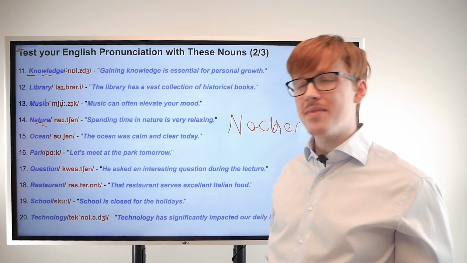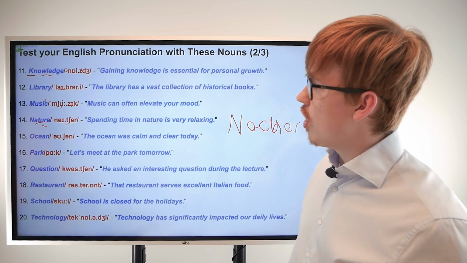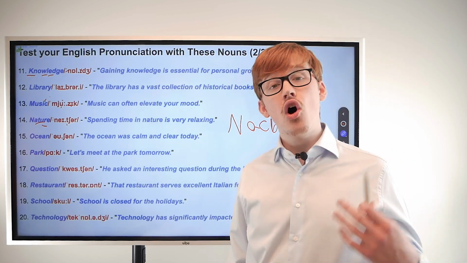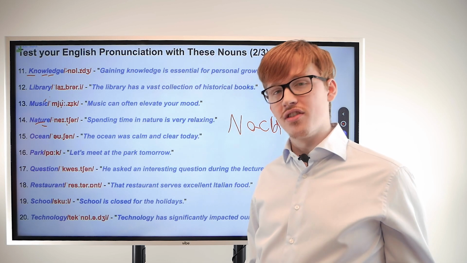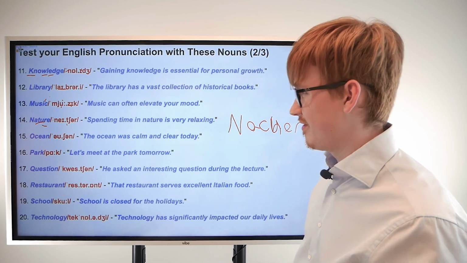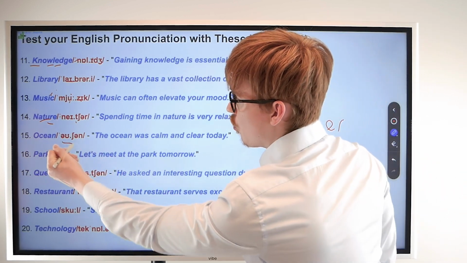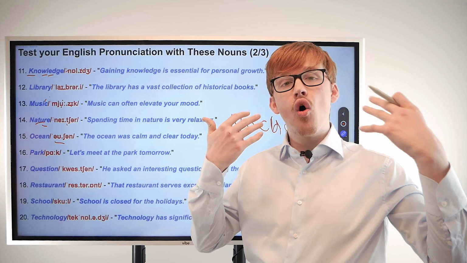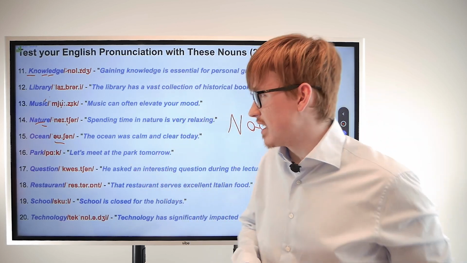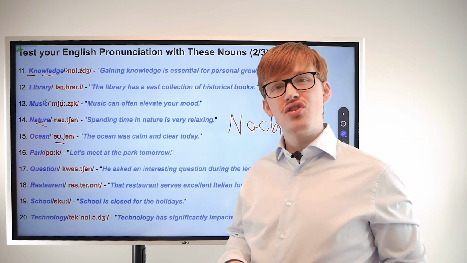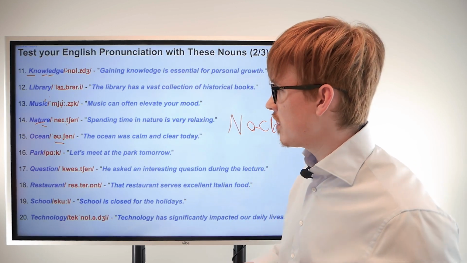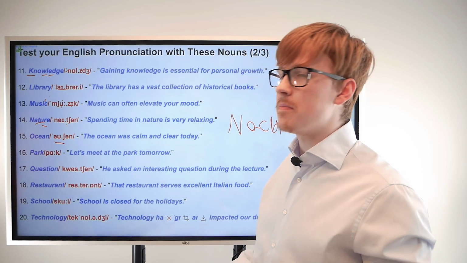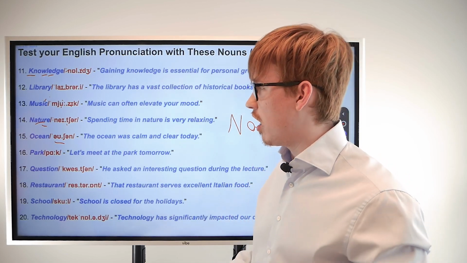Number 15, we have ocean. The ocean was calm and clear today. So ocean has 2 syllables. Our first syllable is our stressed one. So ocean, instead of ocean. So we have the O sound, O. Make sure that your lips are going from out to in. O. Making sure you're getting that. And then the shun. There we go. So the ocean was calm and clear today.